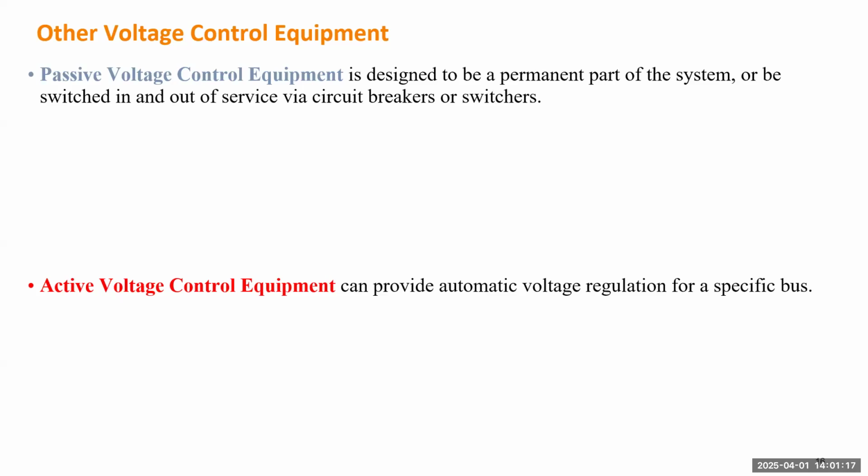The next part we'll quickly talk about other voltage control equipment. There are two categories. The first category is passive. The second is active. Passive means it's just designed to be a permanent part of the system. You can switch it in and off, but that switching is not automatic. It can be manual, even done remotely, but you cannot use such equipment for automatic control.